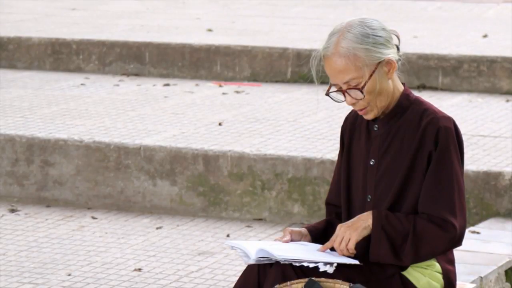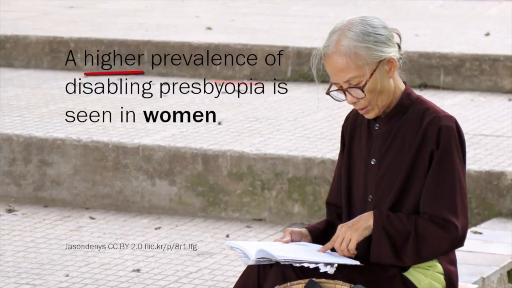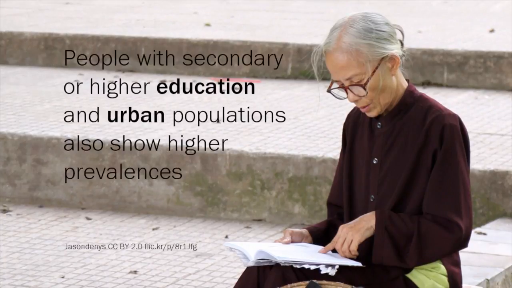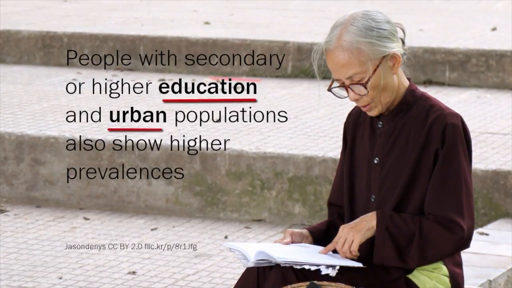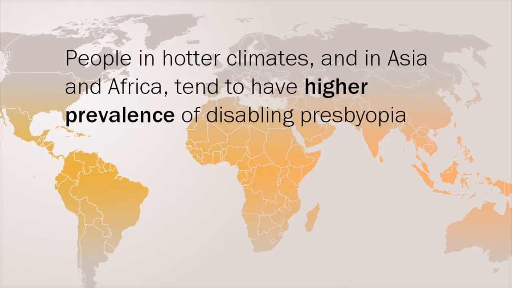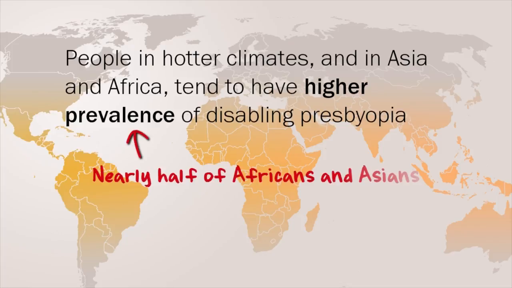We have learned from the limited studies in this area that a higher prevalence of disabling presbyopia is seen in women compared to men. People with secondary or higher education and urban populations also show higher prevalences. Interestingly, it has also been noted that people in hotter climates and in Asia and Africa tend to have a higher prevalence of disabling presbyopia and earlier onset of near vision difficulties. Nearly half of Asian and African people aged over 30 experience disabling presbyopia, compared to Caucasian people who begin to experience difficulties by the age of 45.